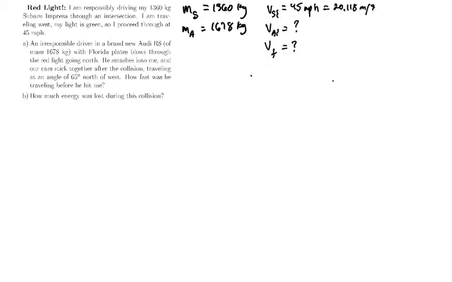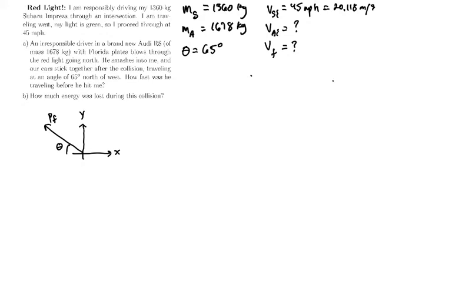First thing I want to do is write down all of my knowns and unknowns. There's the mass of the Subaru and the mass of the Audi. The initial speed of my Subaru is 45 miles an hour. That's 20.118 meters per second. I don't know the initial speed of the Audi, and after we go through the collision and stick together, I don't know our final speed. And I also know the angle that we travel after the collision is right here. I should probably label this arrow PF, so that's the final momentum after we collide.